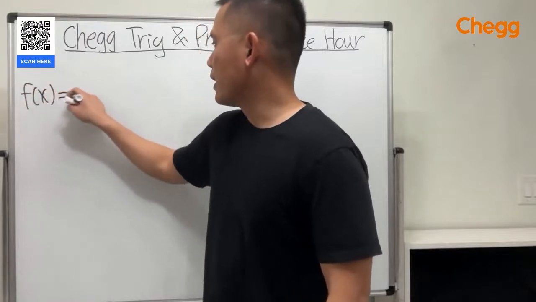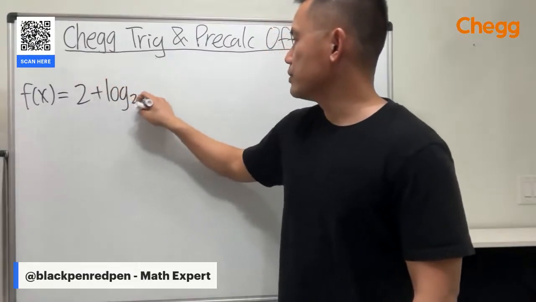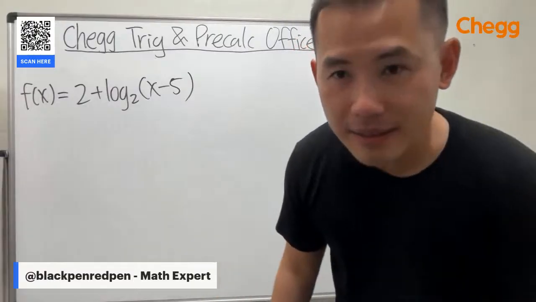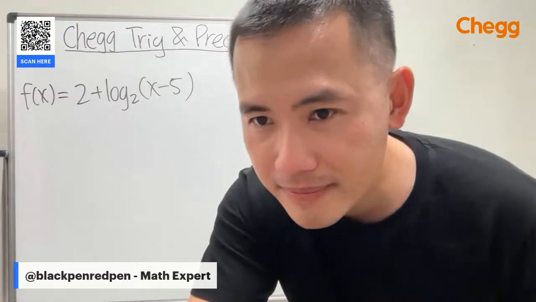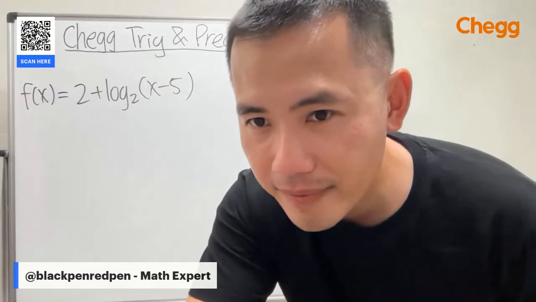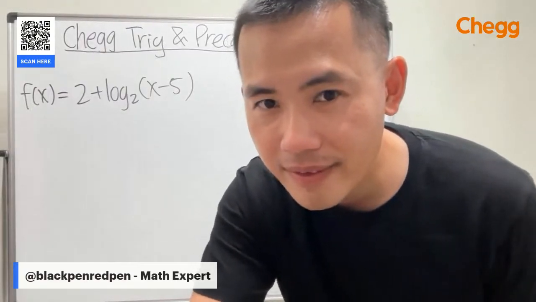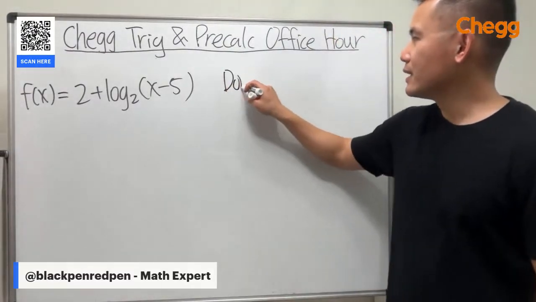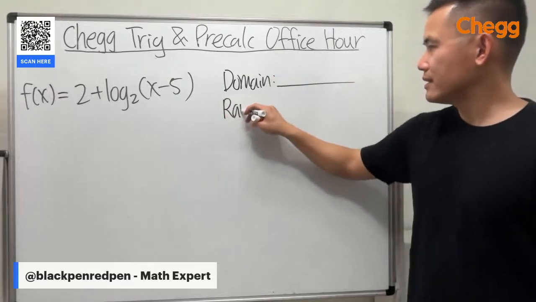So next one. How about let's just do this? Let's say you have 2 plus log base 2 of x minus 5, something like that. All right, domain and range. Domain and range.